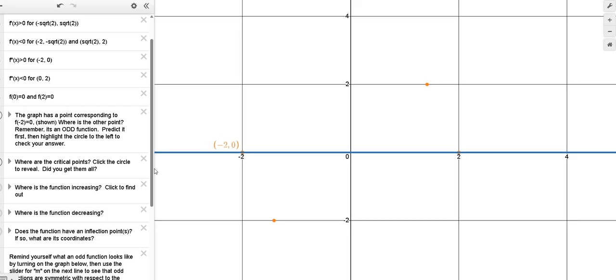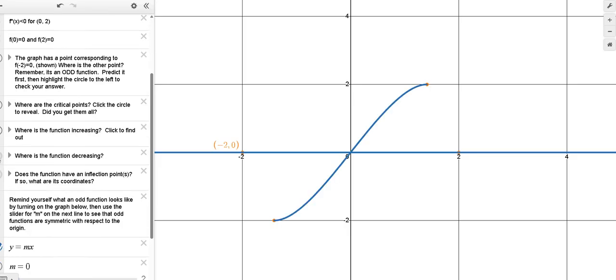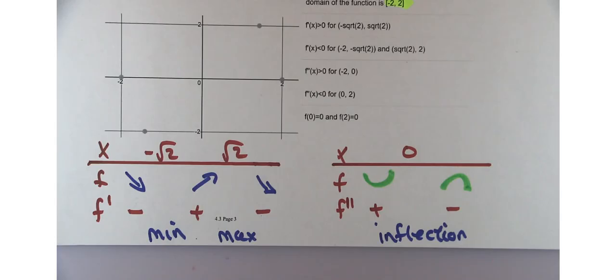What was happening between negative square root of 2 and square root of 2? Well, the function was increasing. So it's going to look like that. Where was it decreasing? Oh, right there. Okay. Does the function have an inflection point? Yeah, where was it? It was at the origin. So, great. 0 is an inflection point. Looking good there. I think we got all of it that we can off of this in terms of our graph. So we can connect the dots here.